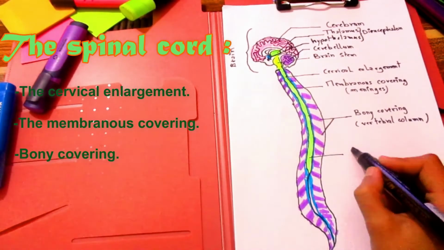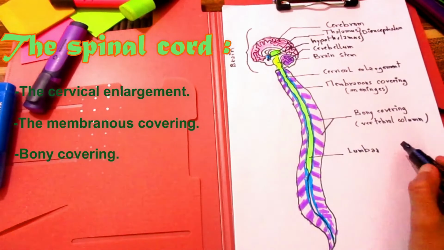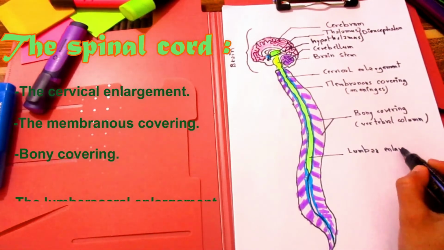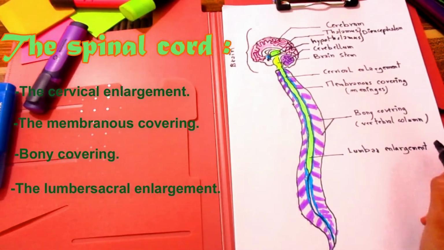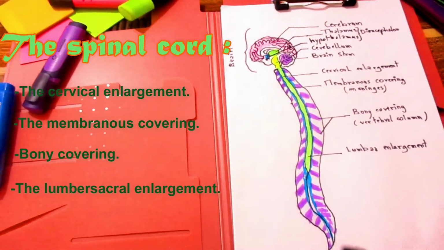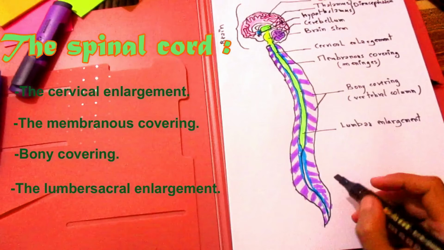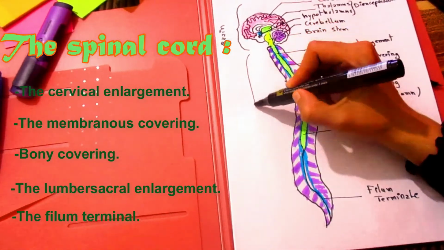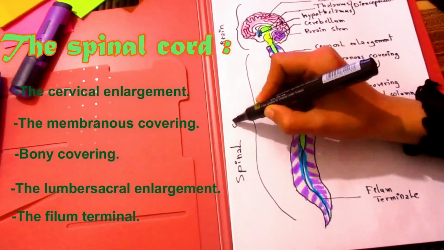And in this part we have the lumbosacral enlargement, which includes spinal nerves that form the lumbar and sacral plexuses, which innervate the lower extremities. The spinal cord is held in place by the filum terminale, and it's a slender extension of dural linings.